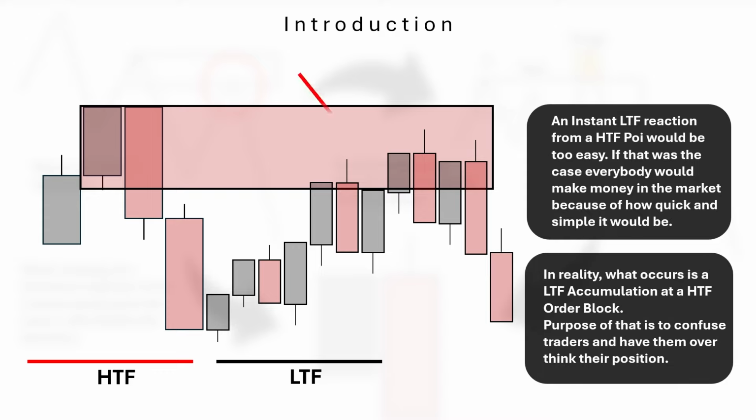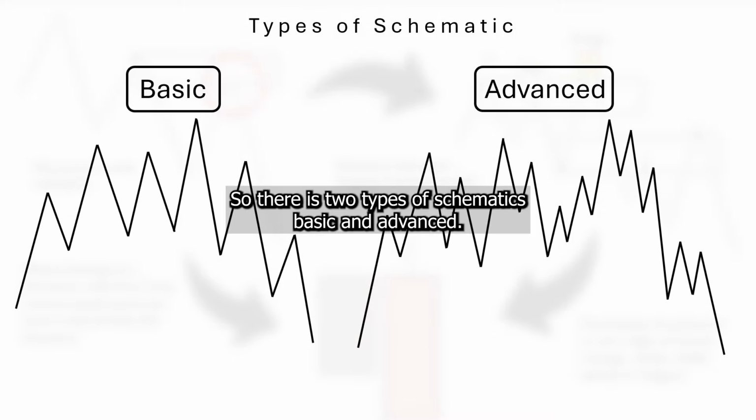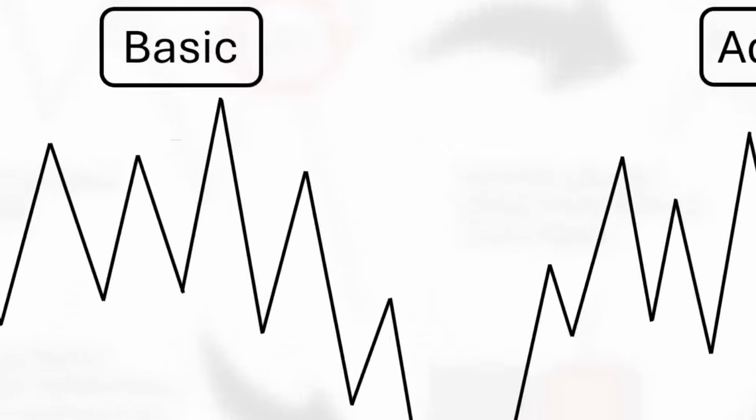In reality, what occurs is a lower time frame accumulation at a higher time frame order block. The purpose of this is to confuse traders and have them overthink their position. So this is where Wyckoff comes in. So there is two types of schematics, basic and advanced, and it's up to you as a trader to pick which one you want to use and which one you can use on a consistent basis. But we're going to cover both of them. Let's start off with basic.